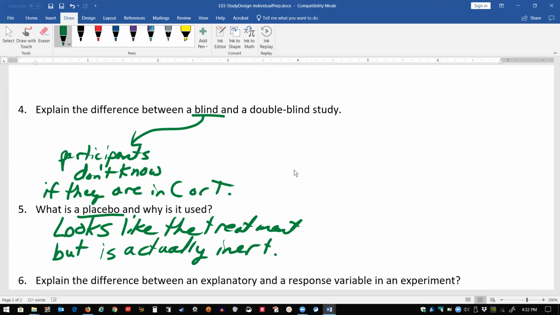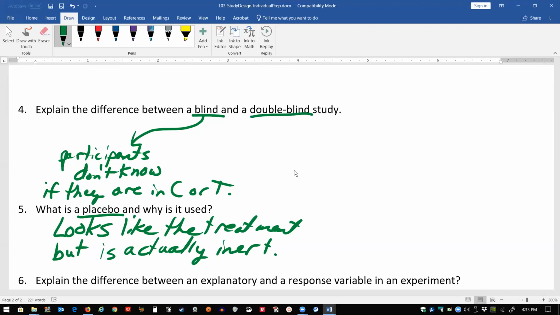Okay, and you get into things like the placebo effect. If the participants think they're getting the medicine, they get better even though they didn't really get the medicine. But this makes it so that the participants don't know which one they are. Okay, it makes it a little bit even more unbiased.